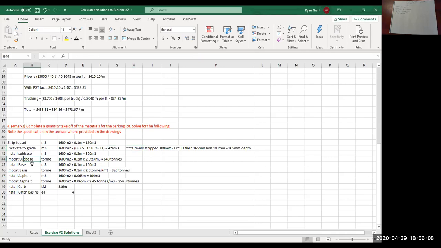The subbase, so you would have to, again, look on a cross section for the parking lot, where you were told the subbase is 200 millimeters thick. So again, it's just area in square meters multiplied by the depth in meters. So 1600 times 0.2 gives you 320 cubic meters.